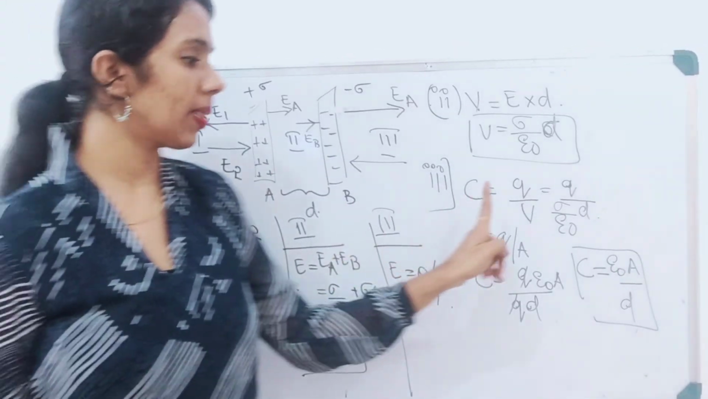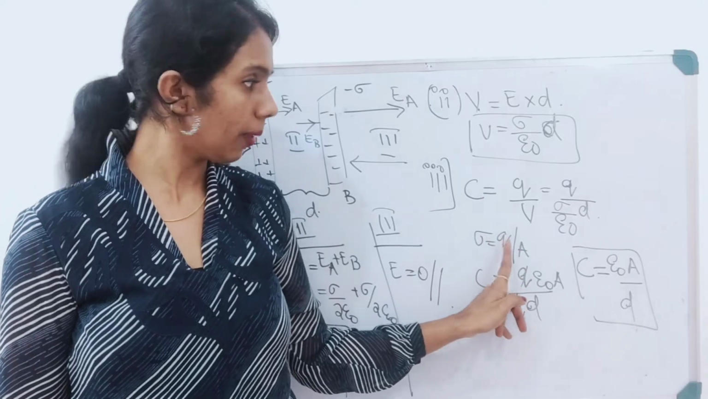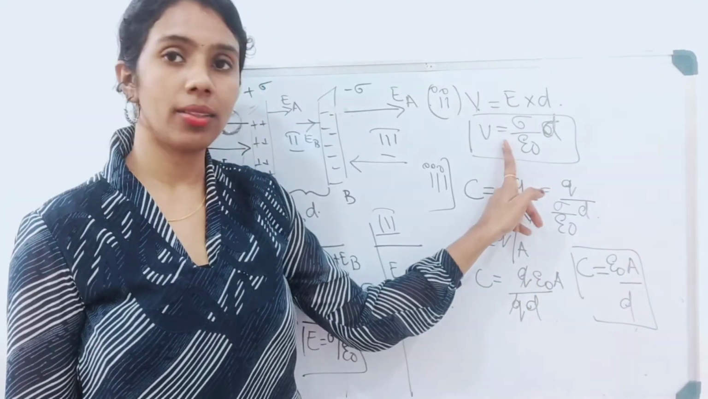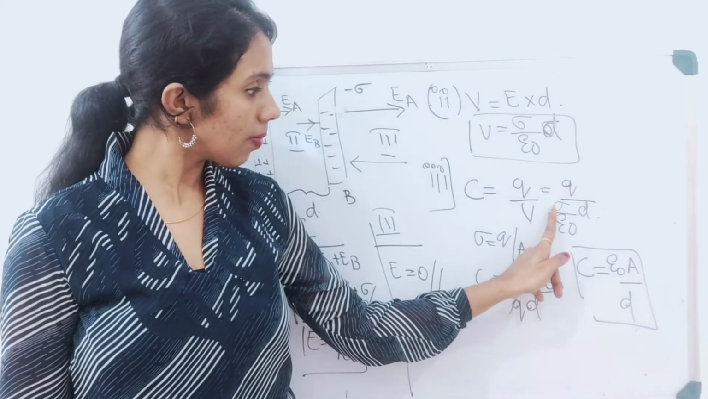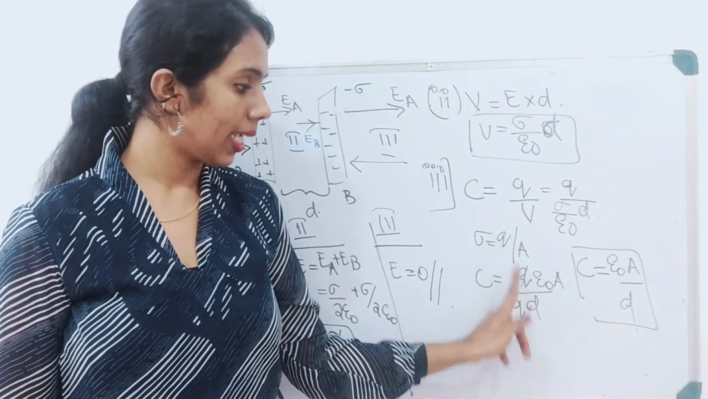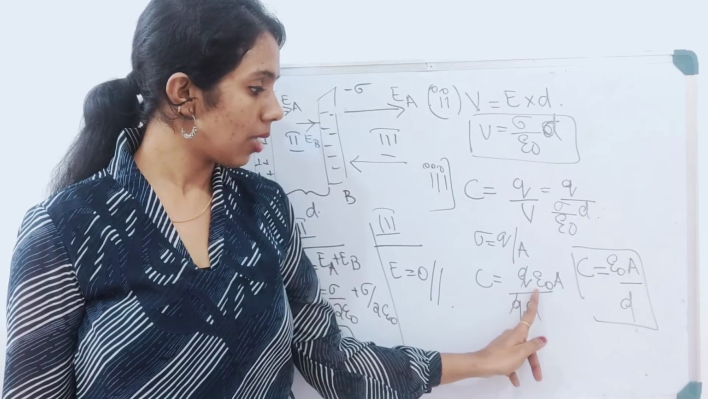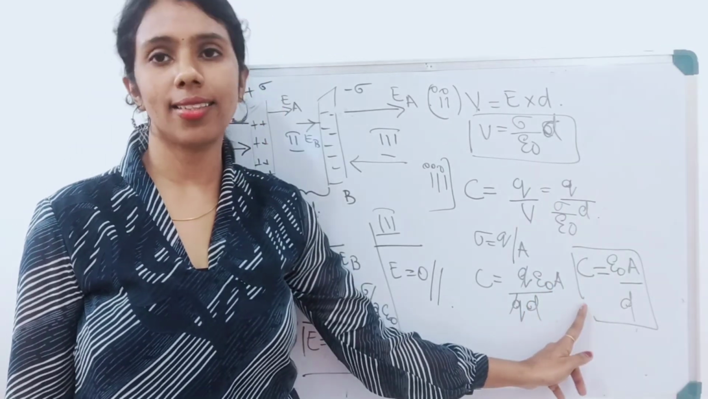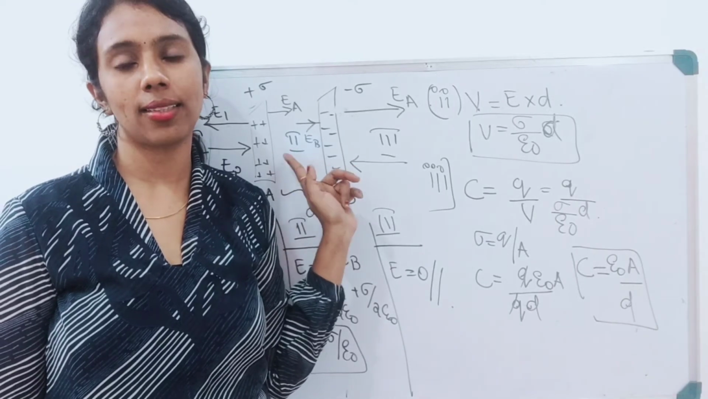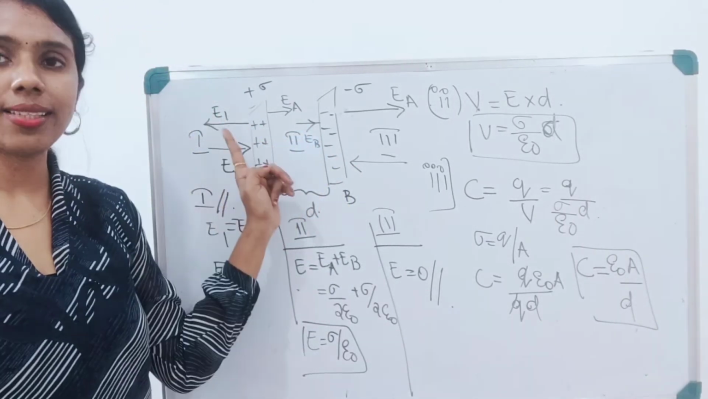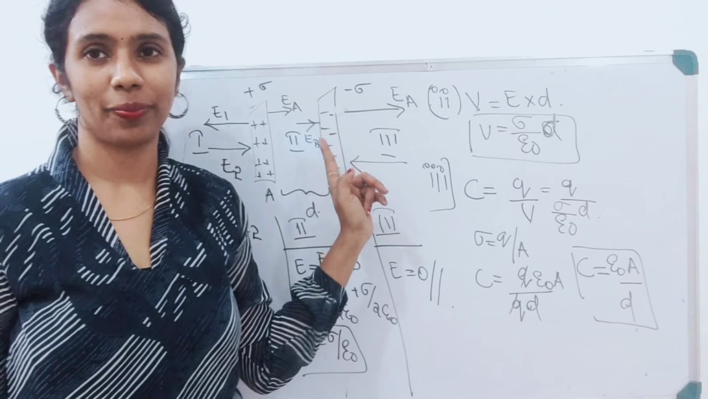For capacitance we can write the equation Q divided by V. Instead of V we can substitute this equation, that is sigma by epsilon 0 into D. Instead of sigma, substitute Q by A. So Q cancels. So epsilon 0 A by D, that is the equation for capacitance in between the region of two plates of surface charge densities plus sigma and minus sigma.